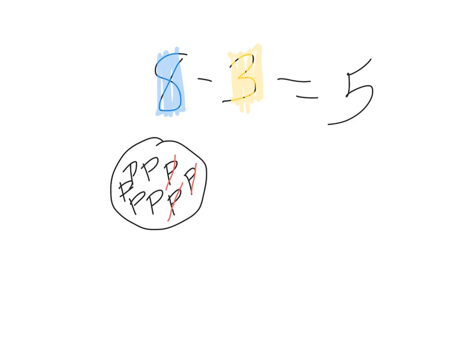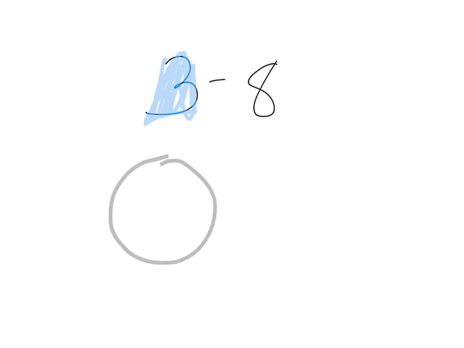Now the turnaround fact with that does not work. Because if I was to turn this problem around and say I had 3 minus 8, well, again, my first number is telling me how much I have in my pocket, how much I have in my piggy bank. So what I'd be saying here is I've got 3 pennies.